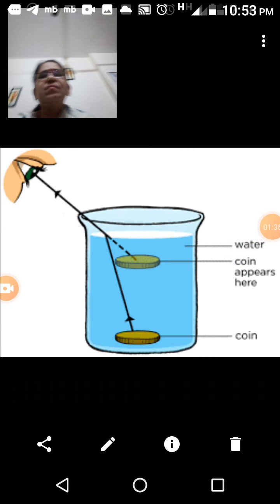Now, this is one practical example which shows refraction of light. The figure shows a coin at the bottom of a glass. The glass is filled with water, but the coin appears to be elevated. That's because the light rays traveling from the coin towards the eye bend at the water-air interface, and the coin appears to be much above the actual position it is at.